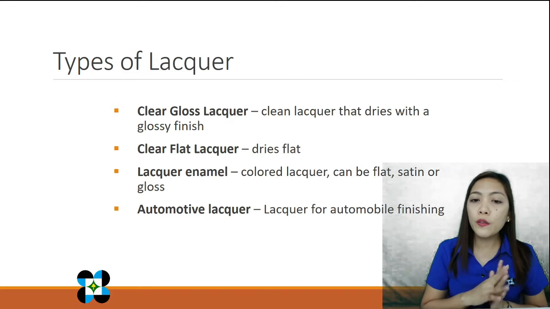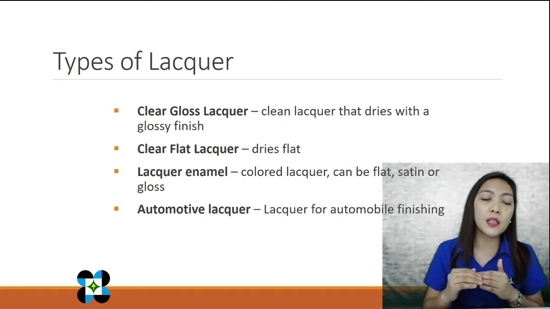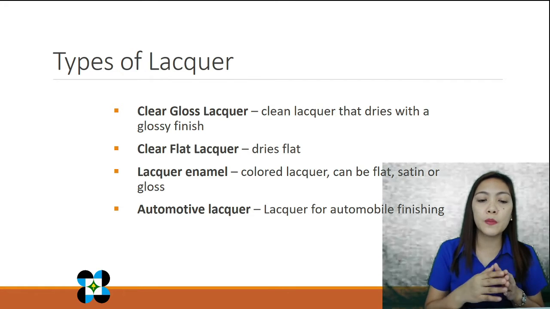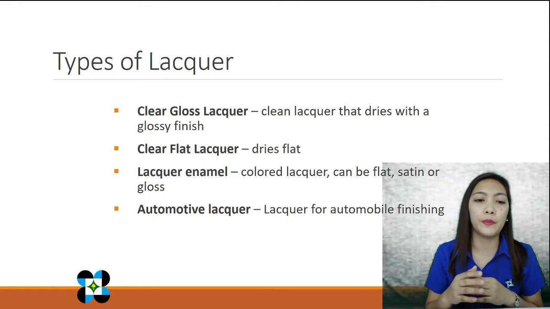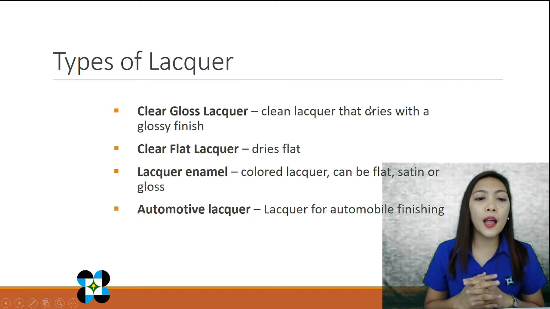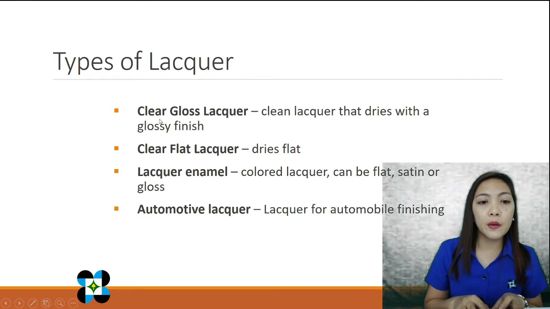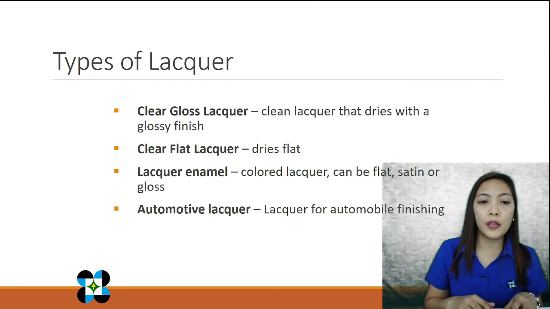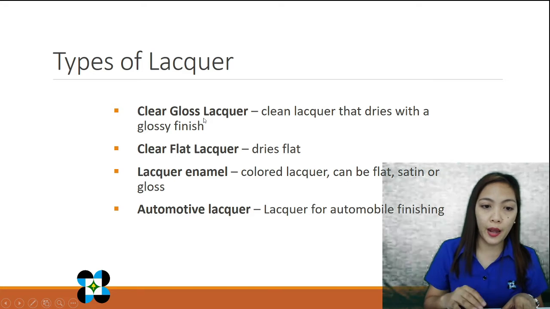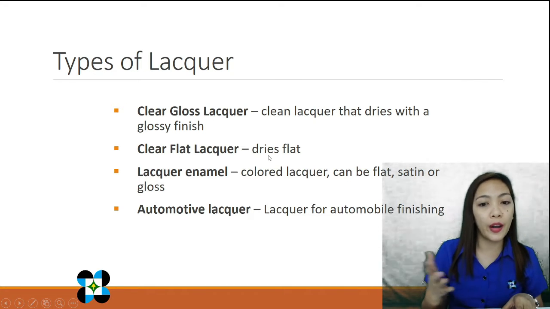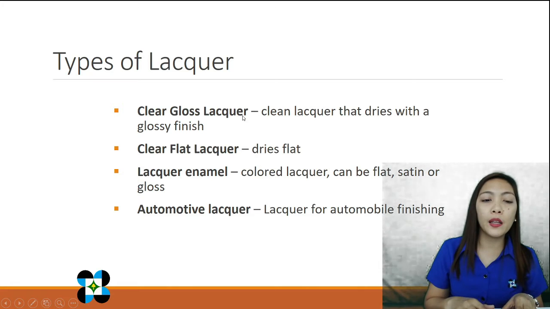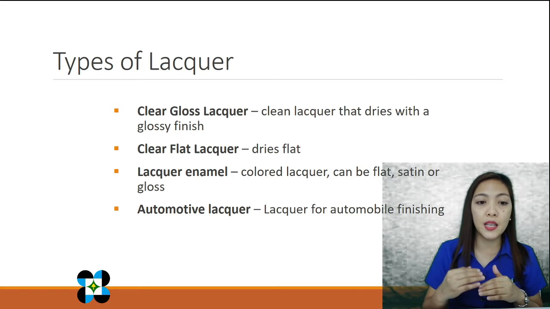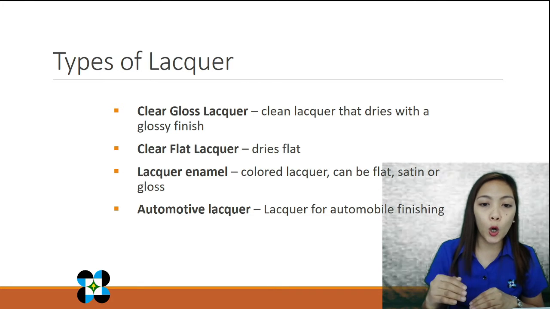Okay. All of the top coats, nagbabago siya ng level of gloss. No? So, merong high gloss, merong flat, or merong mid lang. Yung mga matte, ganyan. So, for the lacquer available in the market, meron tayong mabibiling tinatawag na clear gloss lacquer. So, from the name itself, glossy siya once ma-dry. Clear flat lacquer, which dries flat. We can also combine itong clear gloss and flat lacquer to achieve a semi-flat. So, that means in between the glossy and flat finish.